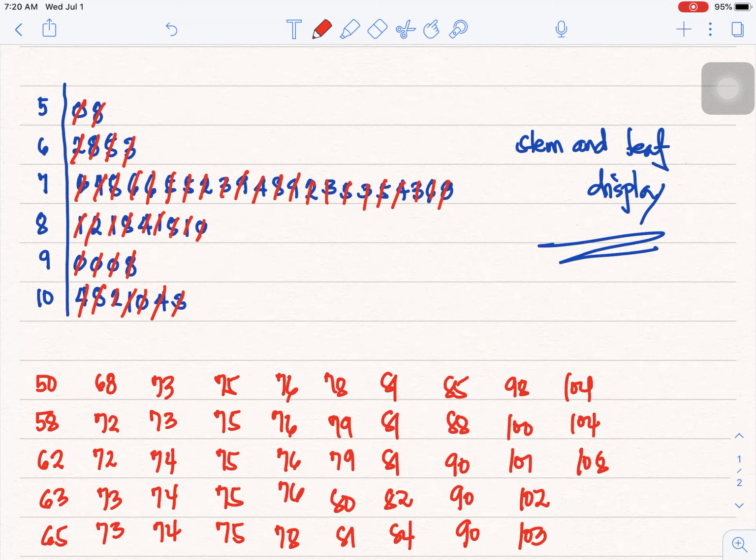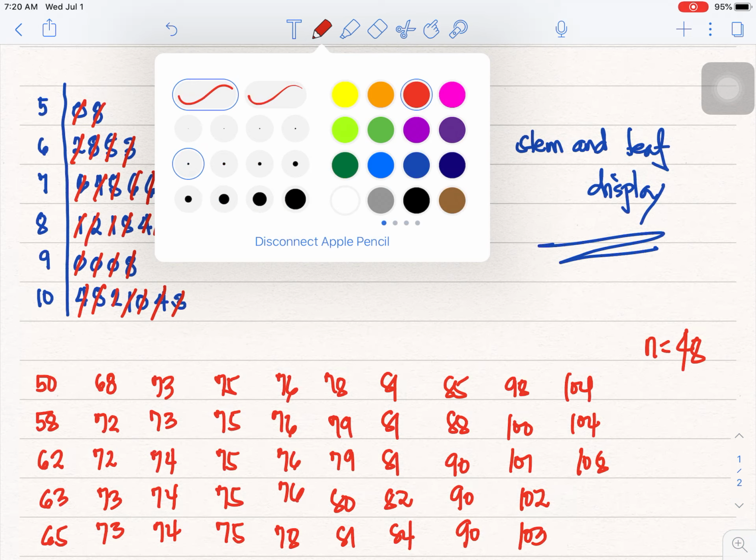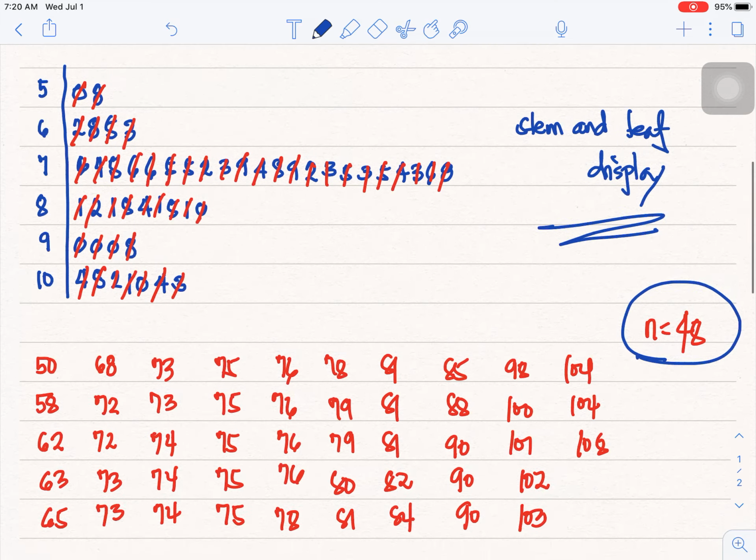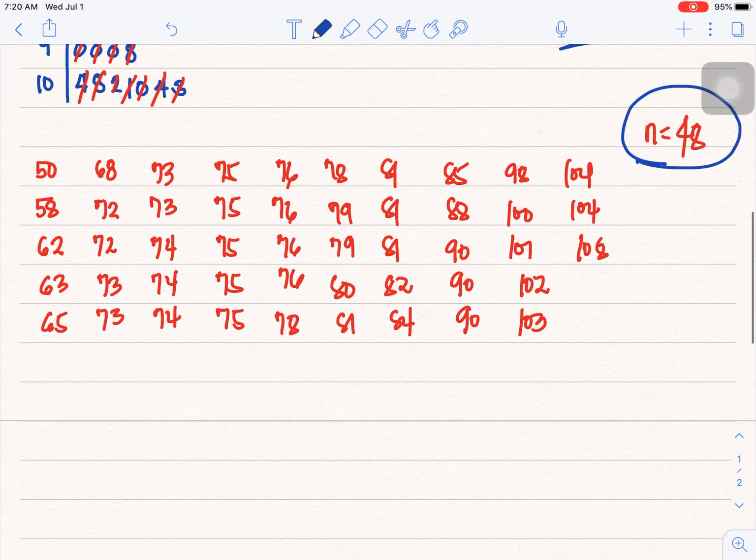Okay, so we have there 1, 2, 3, 4, 5, 6, 7, 8, 9. So 9 times 5 is 45, plus 3, 48. Our N is 48. Let me change again the color of my pen. Next, we can now compute for our class width.